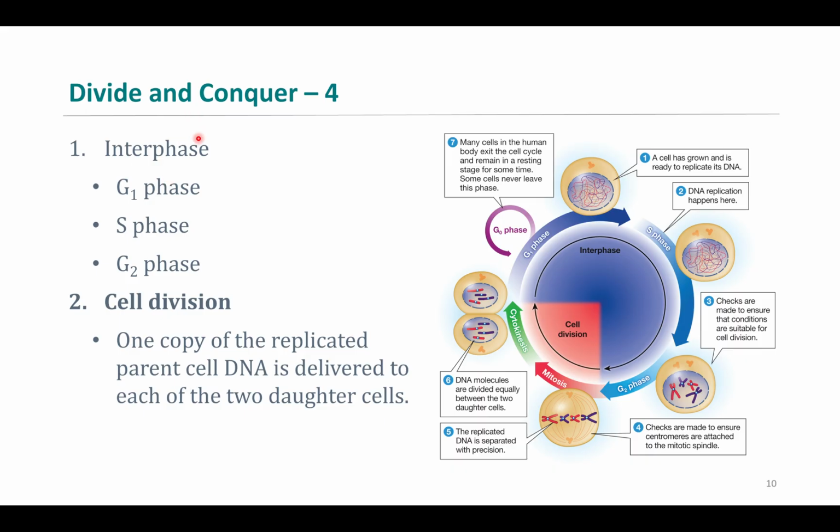We discussed the three different phases in interphase. Now the cell division stage has two steps, mitosis and cytokinesis. In mitosis, the nuclear or genetic material gets divided, and in cytokinesis, the cell cytoplasm gets divided into two cells.